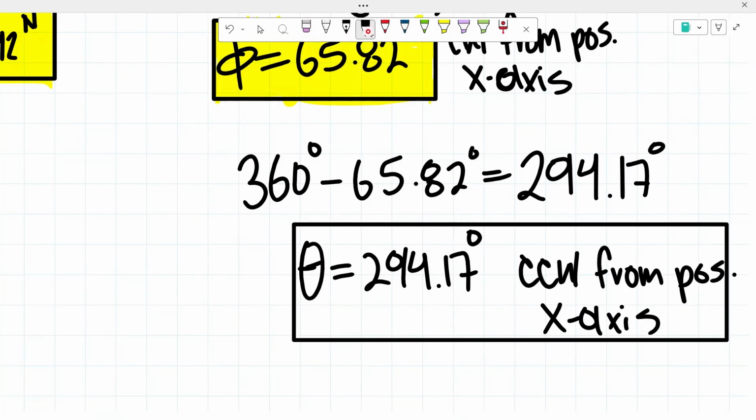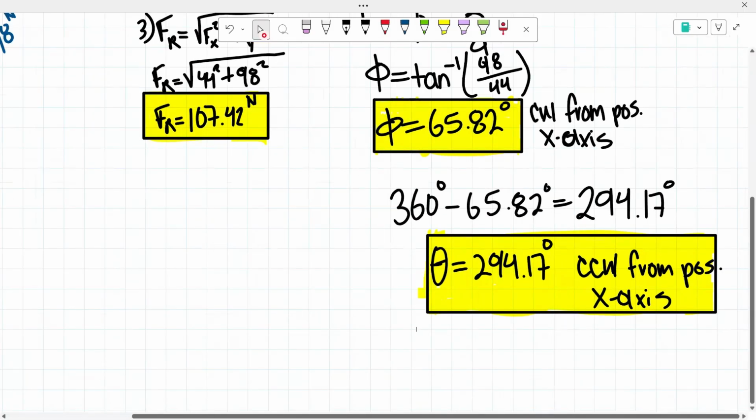So either one is correct. Remember, it doesn't matter; it depends on whether the problem is asking for a specific way. Either way, you could do it both ways. Just remember to specify if you found it going clockwise or counterclockwise from the positive x-axis.